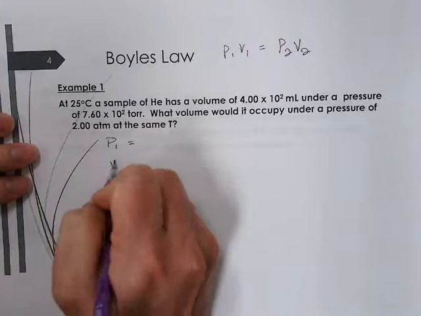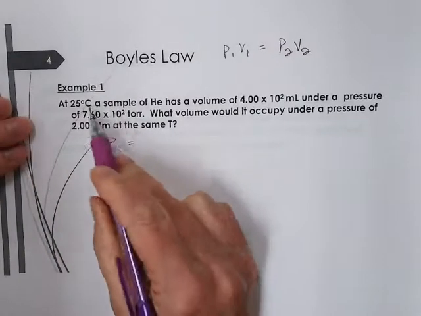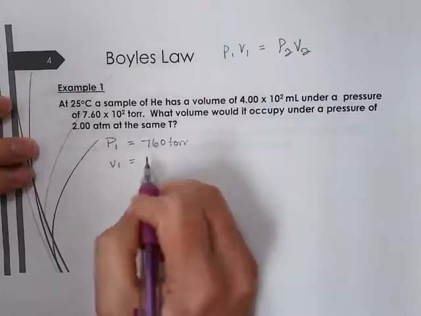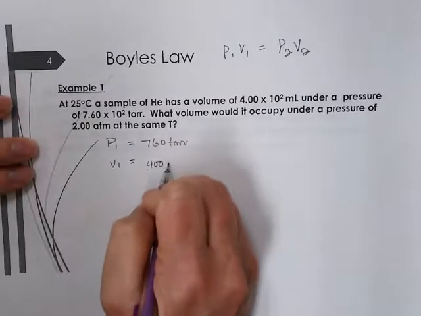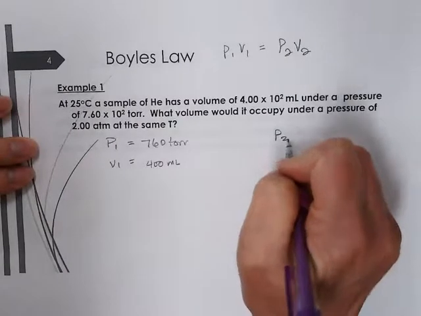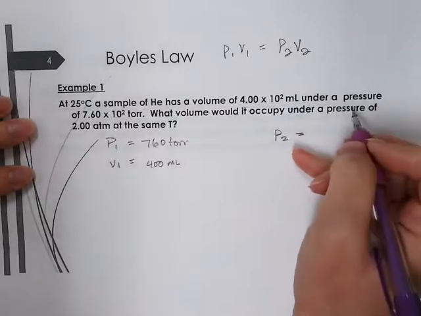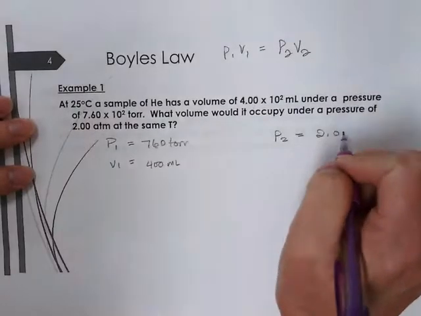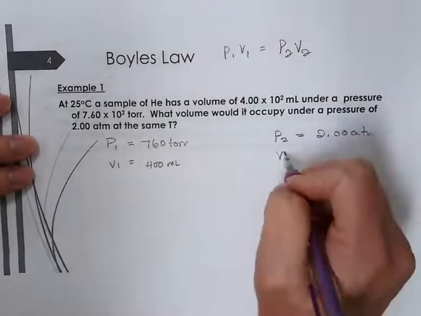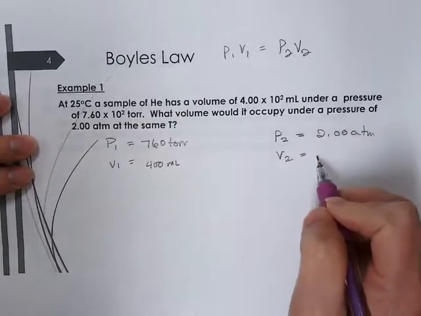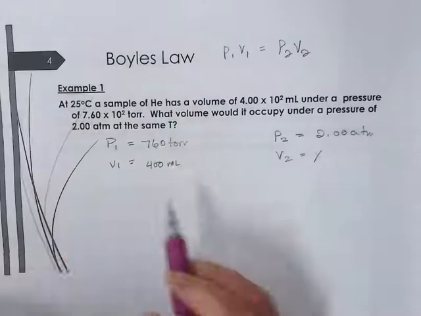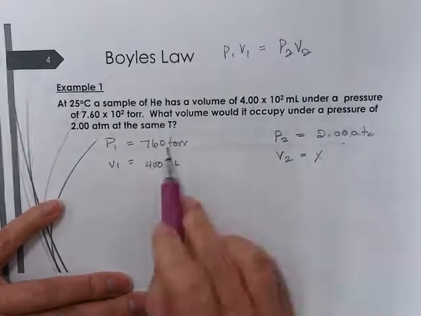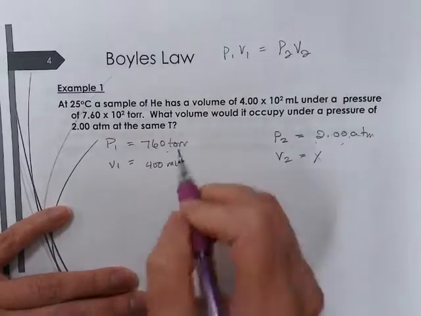So I need to find what I know. A sample at 760 torr has a volume of 400 milliliters. And we say what volume would it occupy at 2 atmospheres? So we're solving for the new volume. Well, the problem with this is that you can't use different atmosphere or pressure units. You're going to have to convert one or the other.